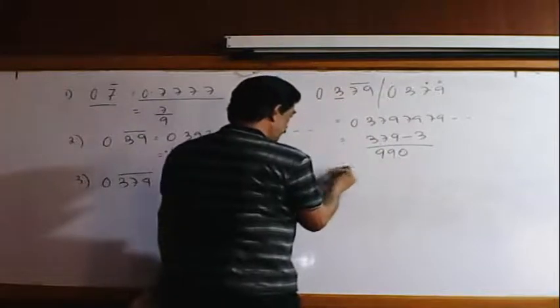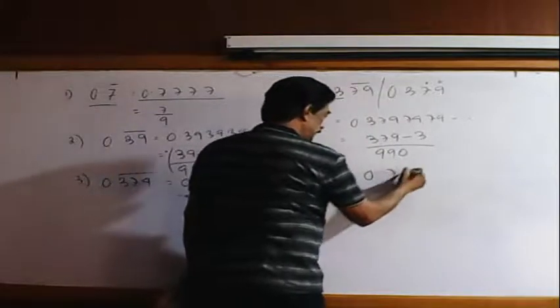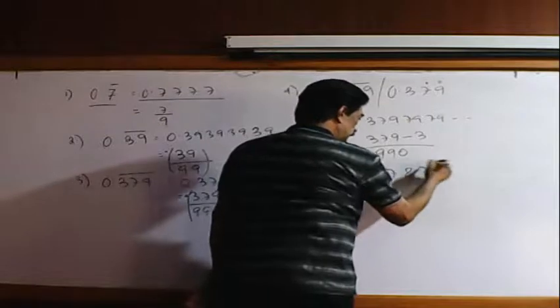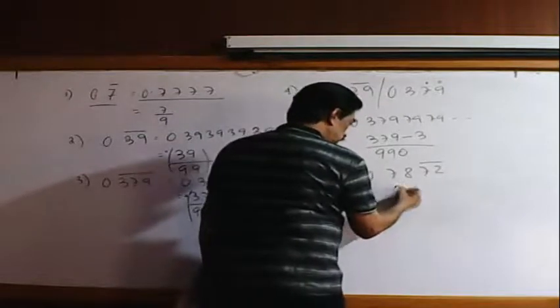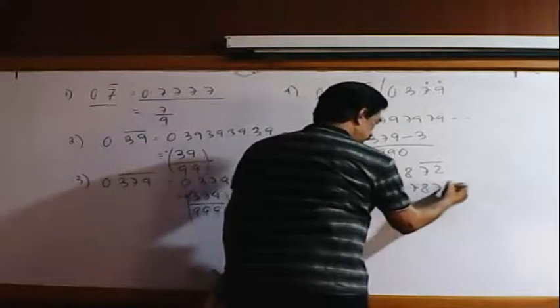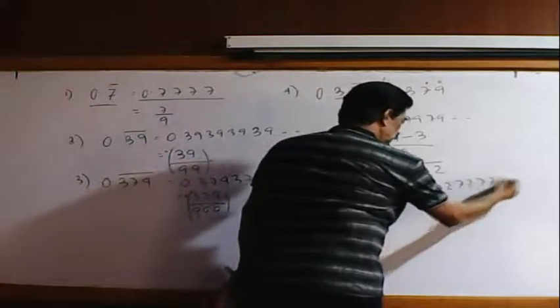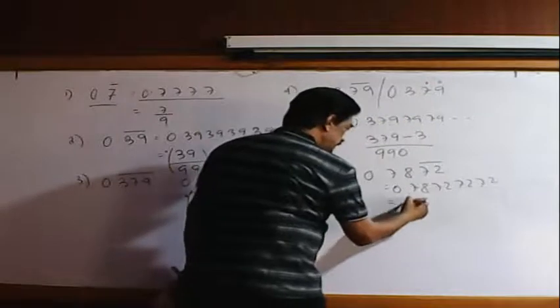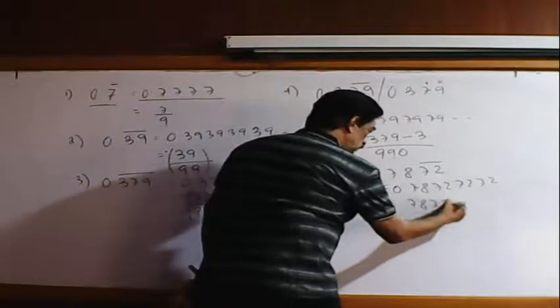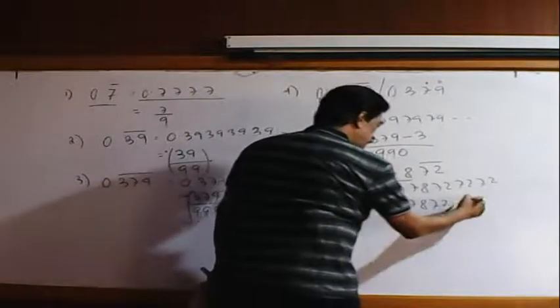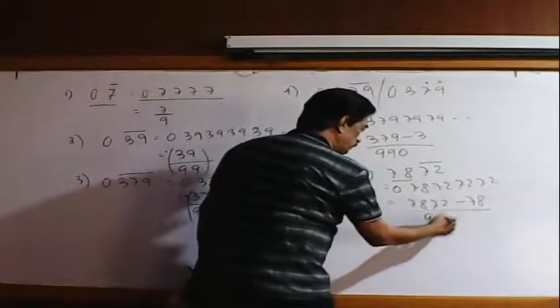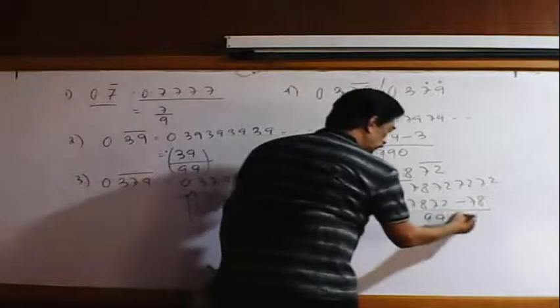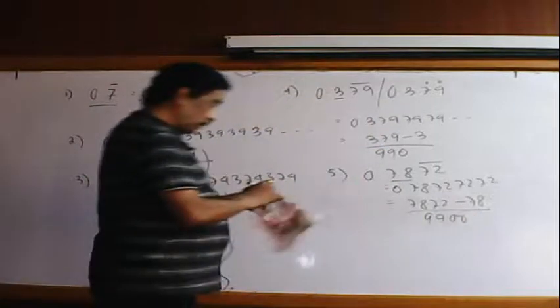If I say case 5, 0.7872 recurring, so your result is 0.78, 72, 72, 72 and so on. If you omit the recurring sign, 7872 minus the non-recurring part 78. How many digits are recurring? These 2, so 9s. How many digits are non-recurring? 2 zeros. Be most careful.